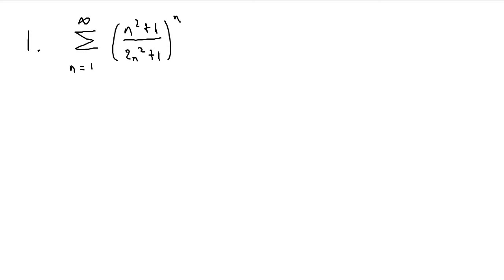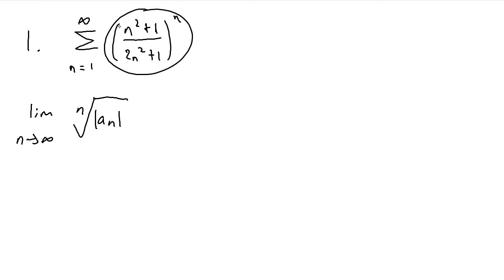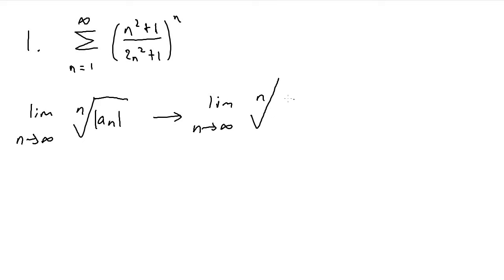So for number 1, we have the series from 1 to infinity of n squared plus 1 over 2n squared plus 1, to the n power. Now once again, with the root test, we're going to take the limit as n approaches infinity of the nth root of the absolute value of a sub n. And we don't have an alternator in this series, so we don't need to worry about the absolute value. We're just going to take the nth root of what we have here. So the limit as n approaches infinity of the nth root of the entire thing, so n squared plus 1 over 2n squared plus 1, all to the nth power.